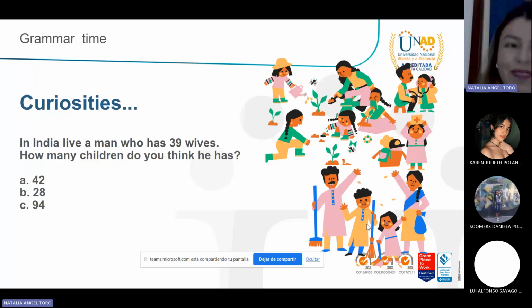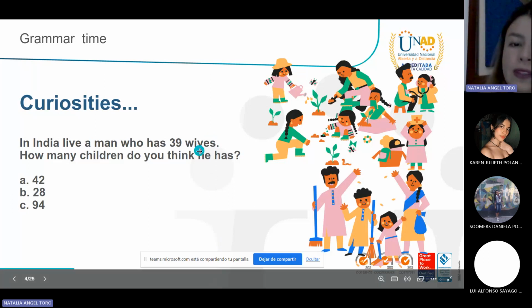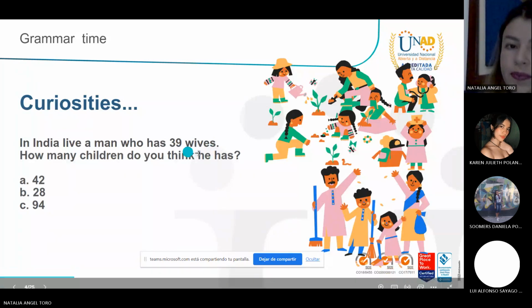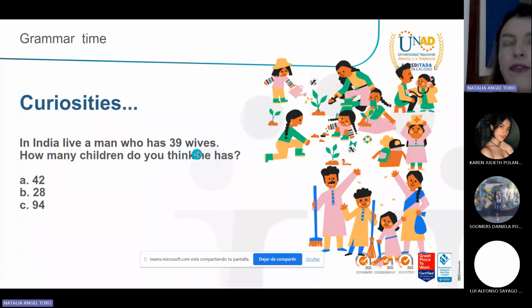So, curiosity is just a word to express something that is mysterious or something that could ask for our attention or could be amazing or strange. Algo que nos llama la atención. In Spanish, curiosidad. So, pay attention to this curiosity. In India, there lives a man who has 39 wives. Do you know what wives is? The plural of wife.